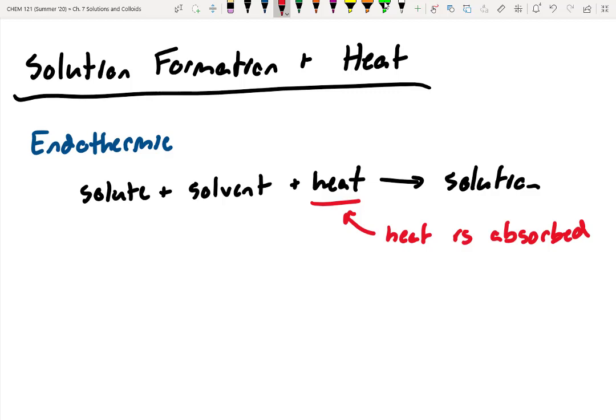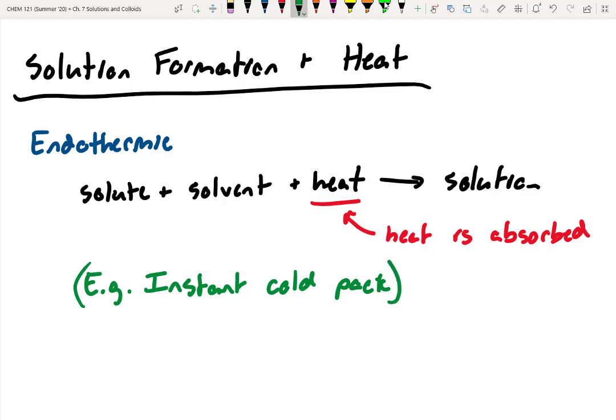Okay, a good example of this is the cold packs. So if you have an instant cold pack, usually that's a nitrate salt acting as your solute. And when you mix it with solvent, it will absorb heat and thereby feel nice and cool. So these endothermic solutions are great for cold packs. So instant cold pack. I'm not sure how many of you have ever actually used one of these, but they're pretty fun to play around with. It's actually a pack of the solute surrounded by a bag of water, and when you break them, they mix and absorb that heat.